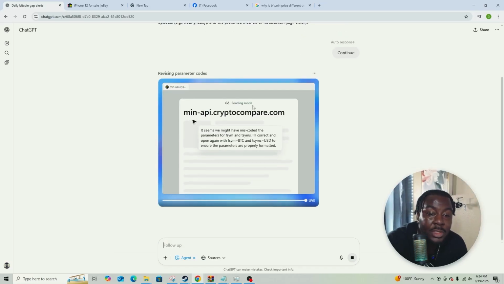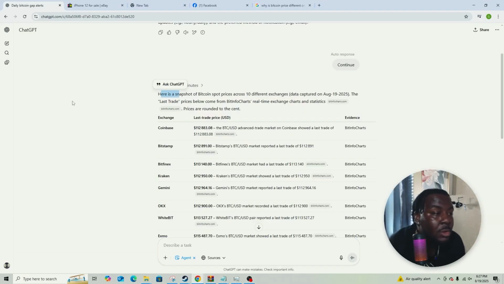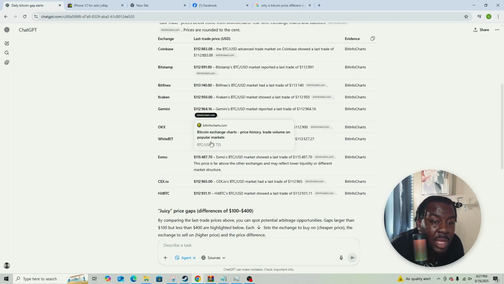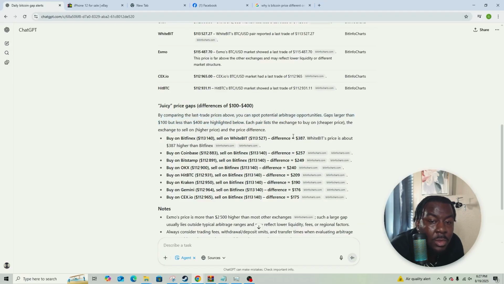And that's wild. You see what it's doing. It's honestly like a super smart person. So weird. All right, so you see right here, it's grabbed all the prices of Bitcoin from all the popular exchanges. And now, boom, you see right here, buy on Bitfinex and sell on Whitebit. The difference is $387. So there's already some profit.